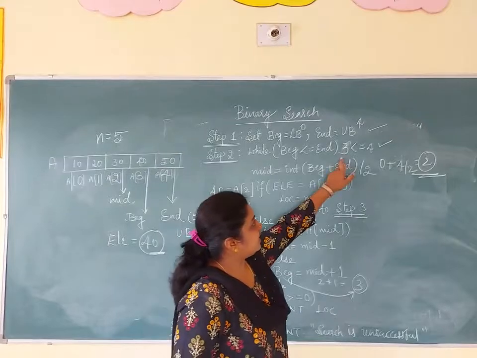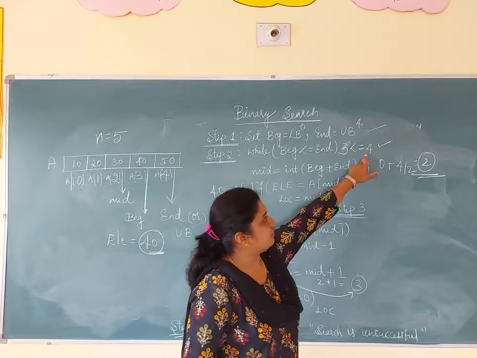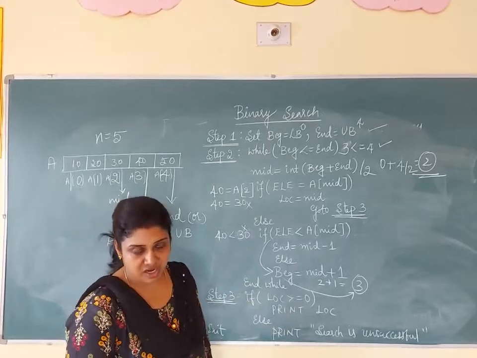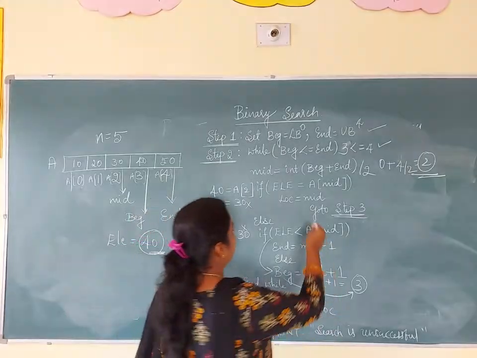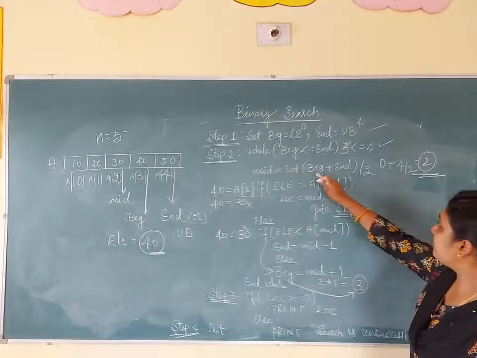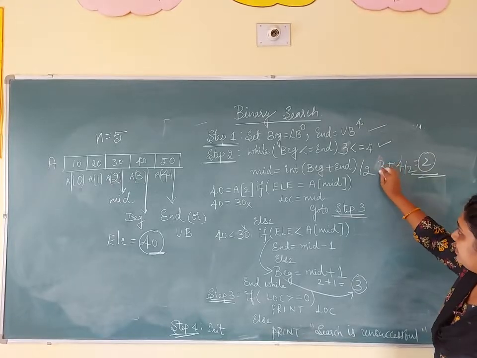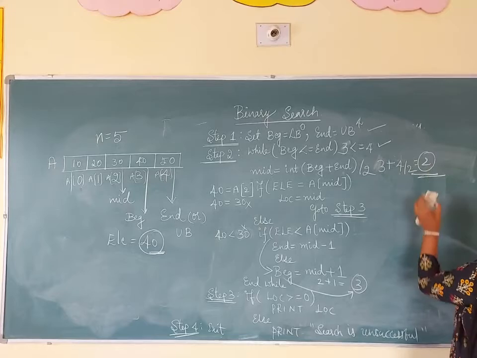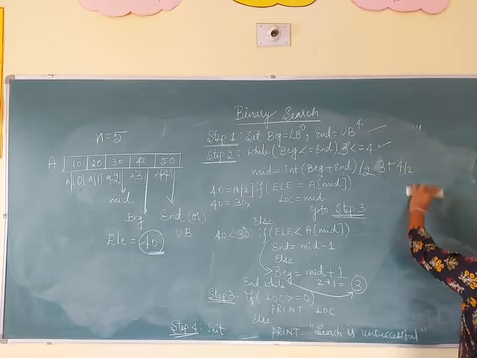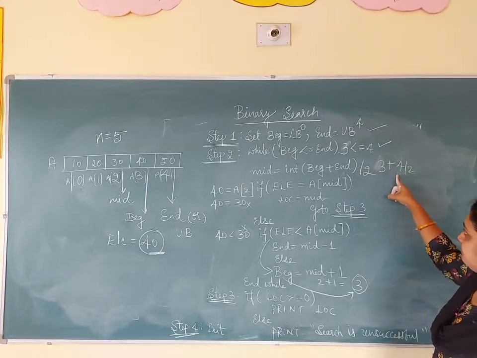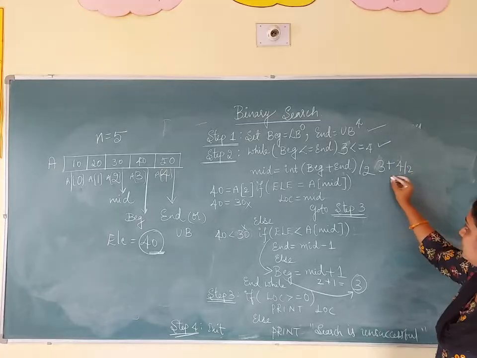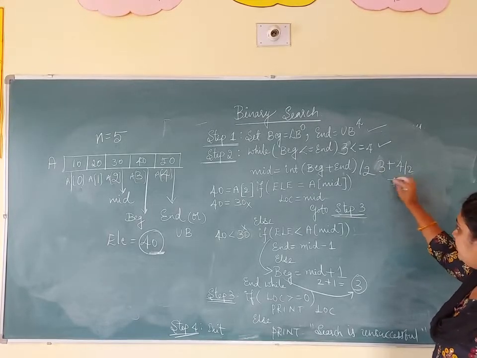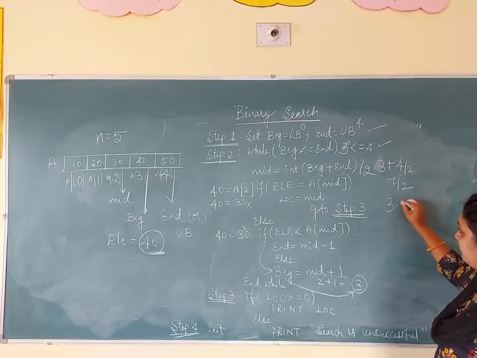Okay, 3 is less than or equal to 4. Yes, the condition is true. If the condition is true, again you have to find what? The mid value. Now see here. What is my beginning? Beginning is 3. What is my end? End is 4. So (3 plus 4) divided by 2. How much will you get? 7 by 2.